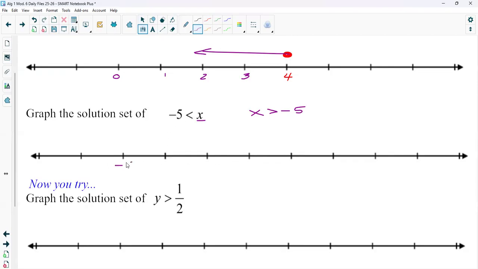So let's go and put -5 somewhere. I'm going to choose that random spot. We do not have the equal sign, so it's going to be an open circle. And we're saying that x is greater than. A number greater than -5 would be 1. So -4, -3, -2, -1, 0, 1. 1 is on this side of the number line, so I'm going to go ahead and point my arrow in that direction.